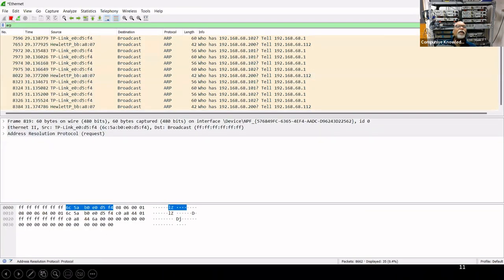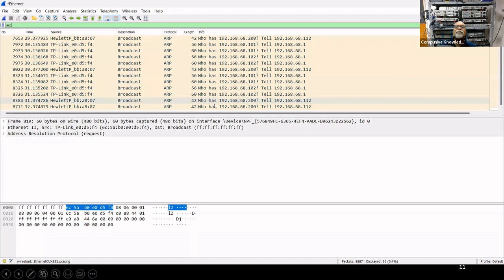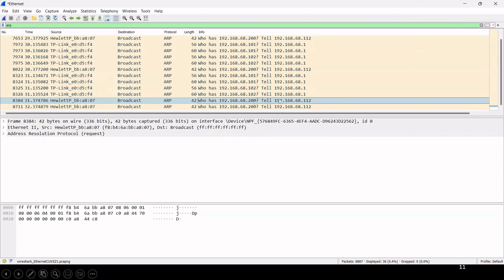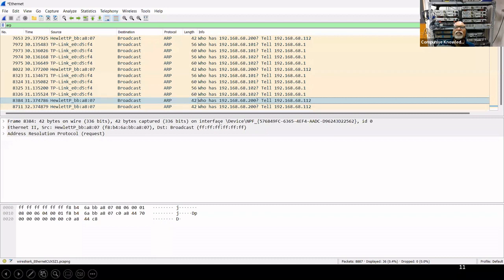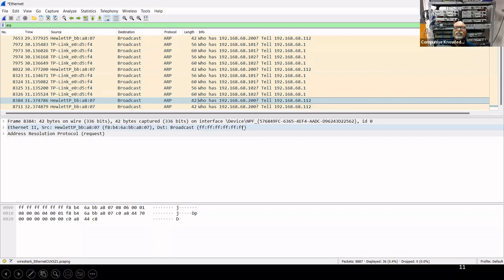See this. My system is asking, where is it? See this question here? Something else is going on behind the screens. Don't worry. See this, who has 192.168.200? Tell me, who is asking? See this? FFFFF. Address resolution protocol request. Can you see that?